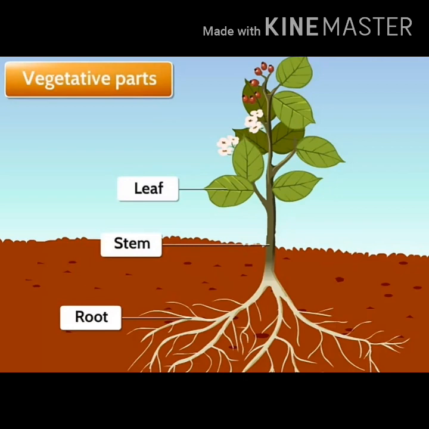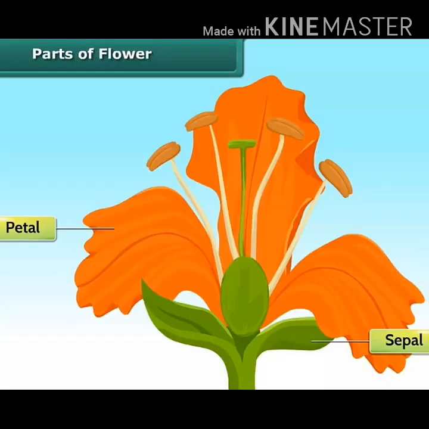Before starting the reproduction in plants, let's recall parts of a flower. Most plants have root, stem, and leaf. These are called vegetative part of a plant. Flower is the reproductive part of a plant. Now let's discuss about the main parts of a flower. The first part that is highlighted over here is petal. The purpose of petals are to attract bees and other insects. That's why they are brightly colored.